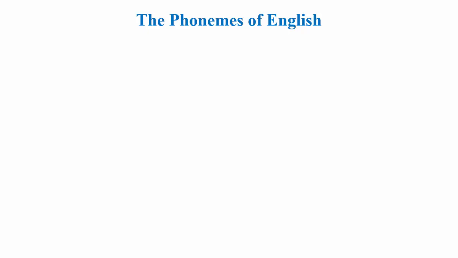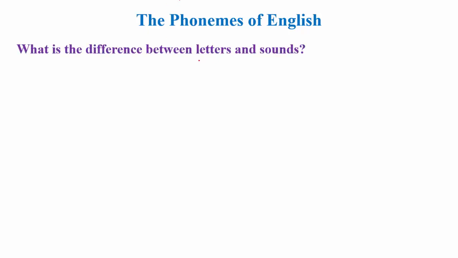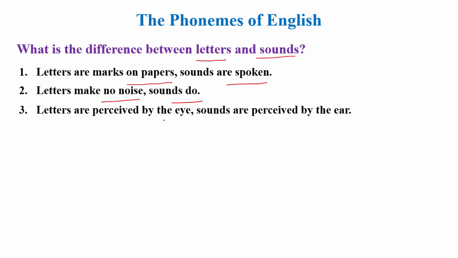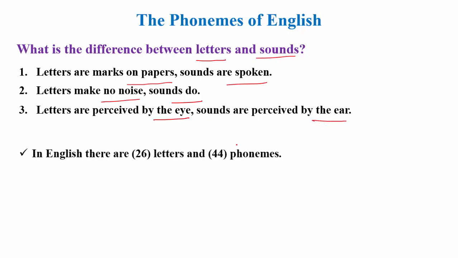In the previous lesson, we discussed the difference between letters and sounds, and we said that letters are marks on paper, sounds are spoken. Letters make no noise, sounds do make noise. Letters are perceived by the eye, sounds are perceived by the ear. In English, there are 26 letters but 44 phonemes.